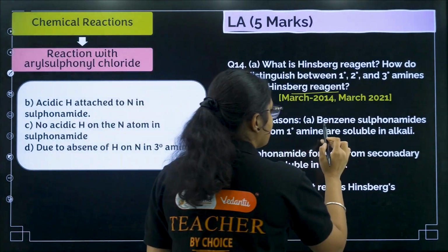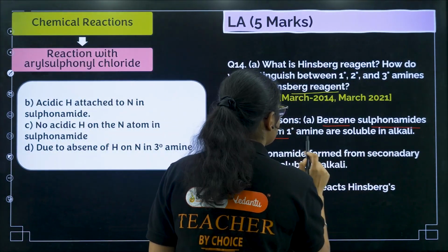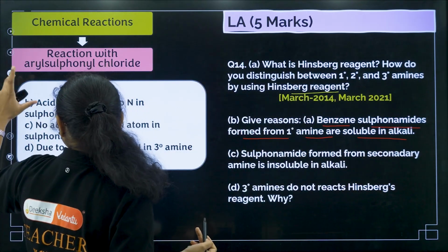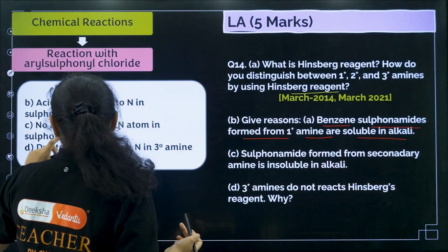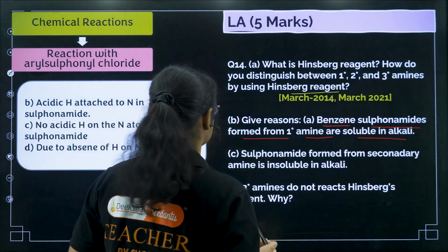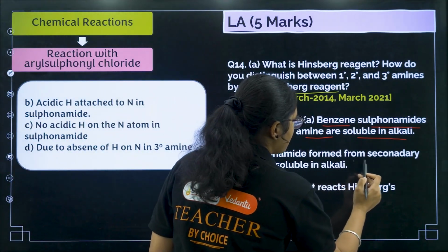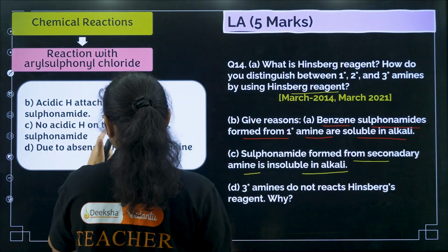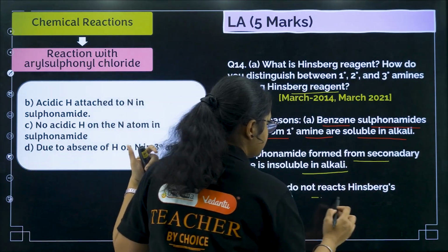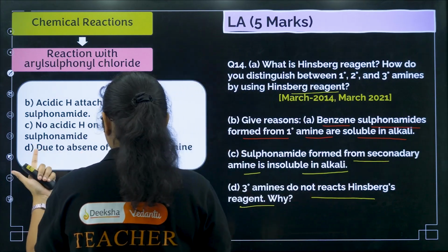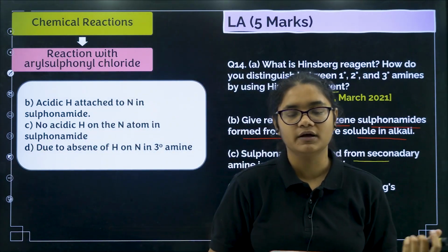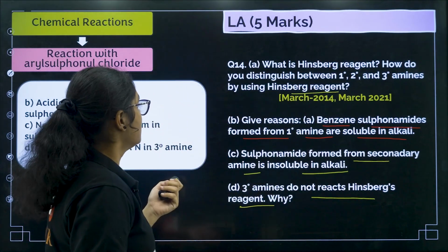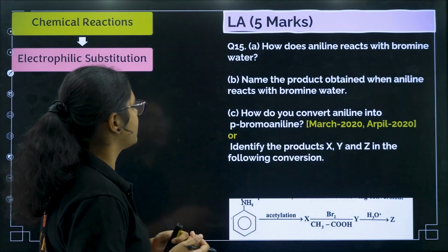Next, give reason why benzene sulfonamides formed from primary amines are soluble in alkali. Why is it soluble? Because of the presence of acidic hydrogen, right? Because the acidic hydrogen is attached to N. Now the sulfonamide formed from secondary amines is insoluble because there is no acidic H on the nitrogen atom. Tertiary amines do not react with Hinsberg reagent because of the absence of hydrogen on the nitrogen of tertiary amines. Okay. Next, let us go to question number 15.